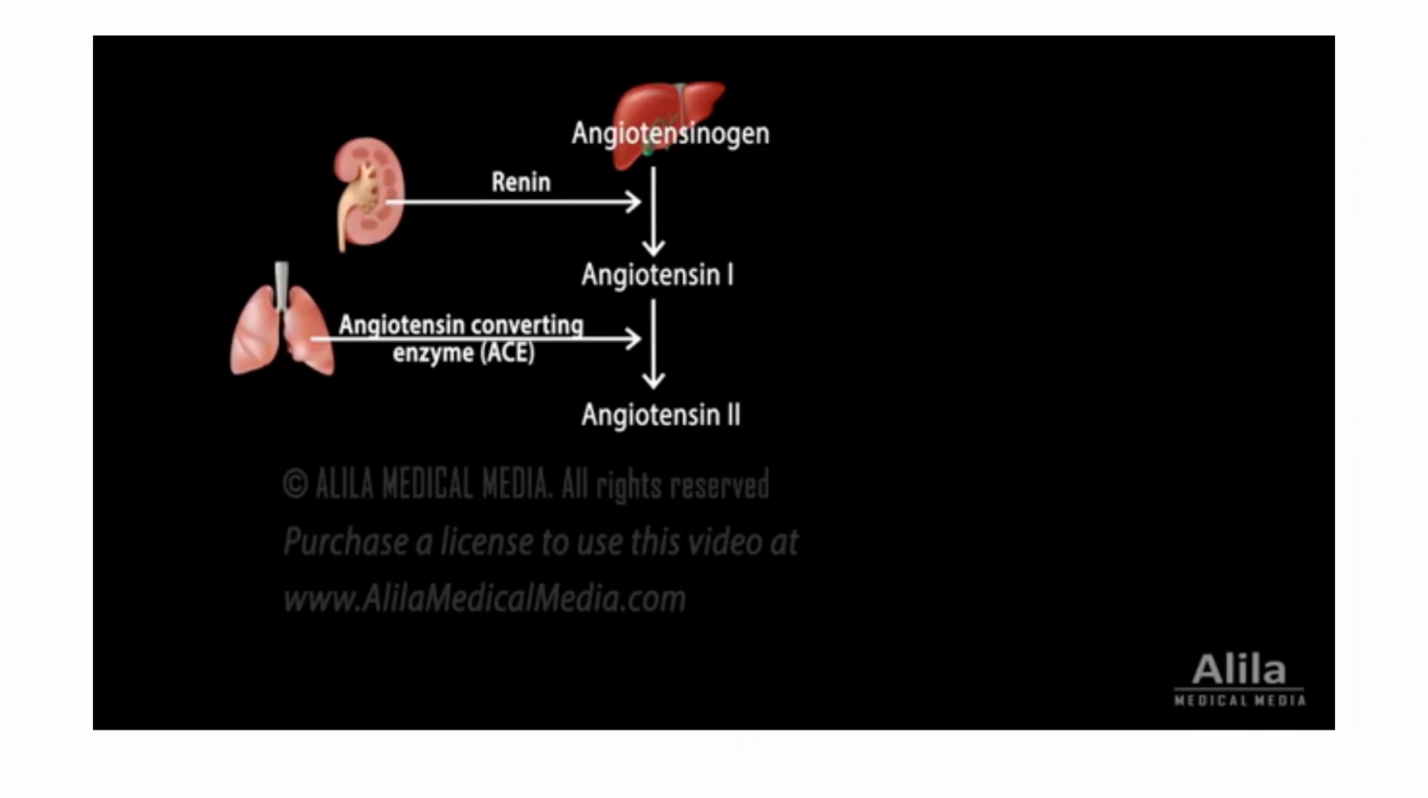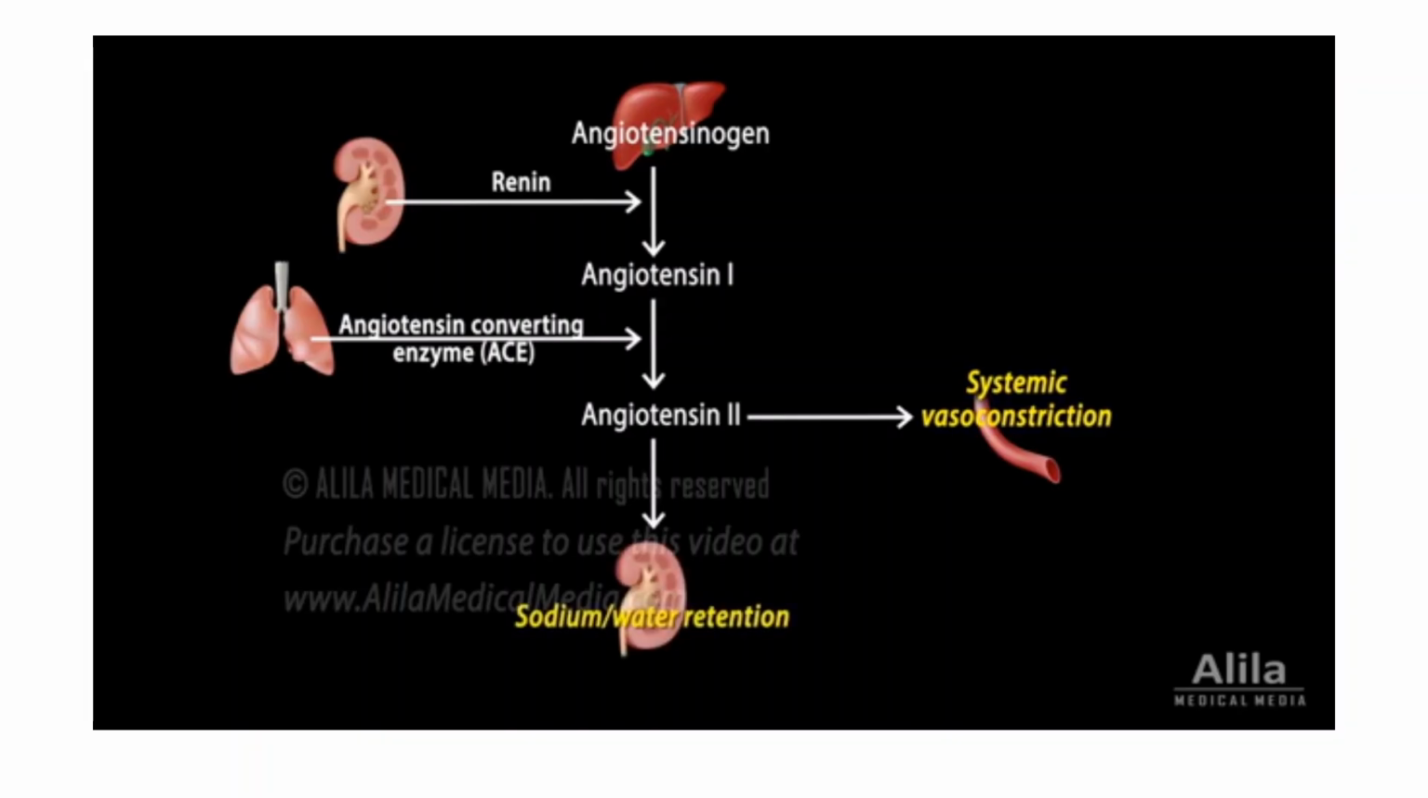Angiotensin 2 is a hormone. It binds to angiotensin 2 receptors in tissues to exert various effects. It stimulates vasoconstriction in systemic arterioles. It promotes sodium reabsorption in proximal convoluted tubules of the kidneys. It induces the release of aldosterone from the adrenal cortex. Aldosterone promotes sodium and water retention in the kidneys.